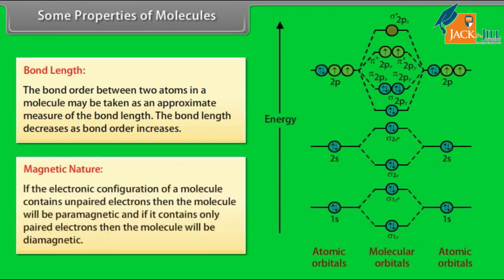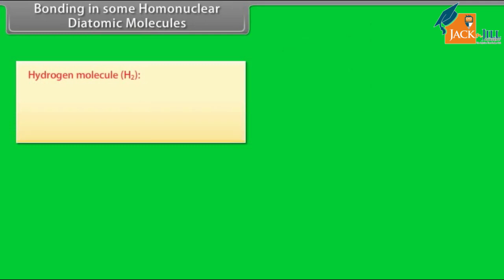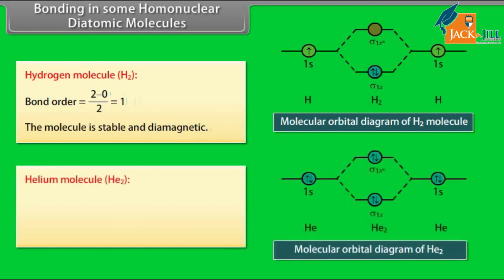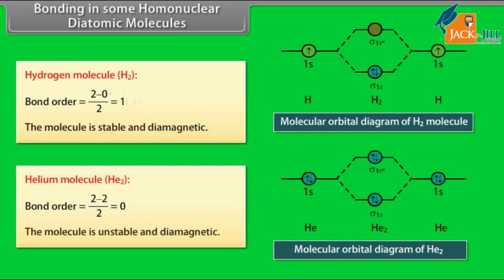Magnetic nature. If the electronic configuration of a molecule contains unpaired electrons, then the molecule will be paramagnetic, and if it contains only paired electrons, then the molecule will be diamagnetic. Bonding in some homonuclear diatomic molecules. Hydrogen molecule H2. The value of bond order is 1. The molecule is stable and diamagnetic. Helium molecule He2. The value of bond order is 0. The molecule is unstable and diamagnetic.